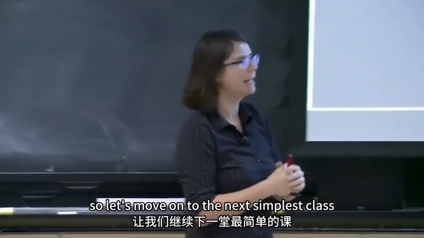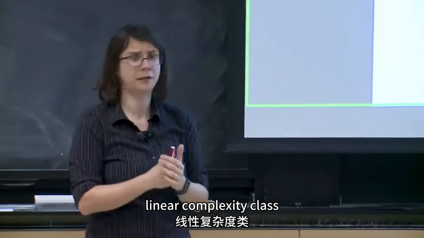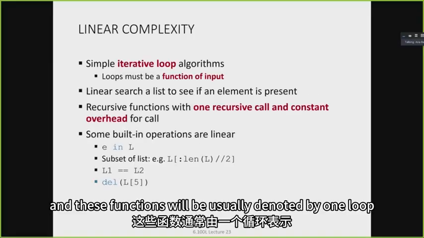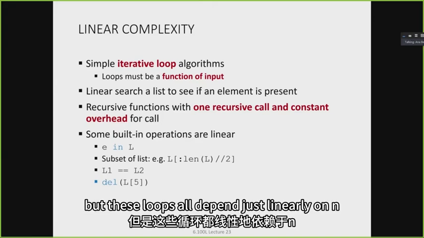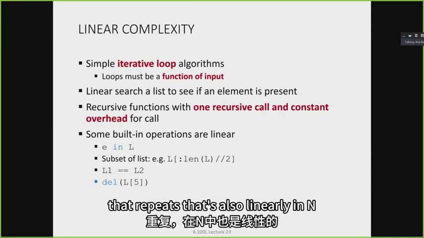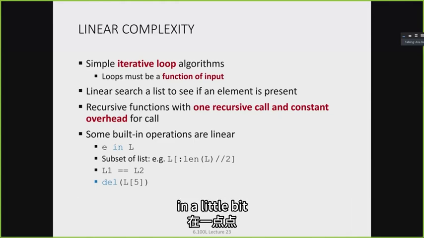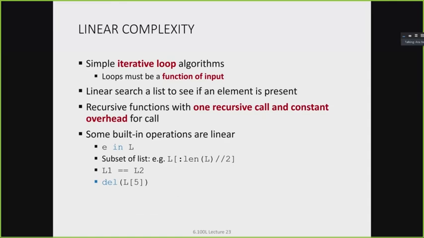So let's move on to the next simplest class of functions, the linear complexity class. These functions will usually be denoted by one loop, or maybe many loops in series. But these loops all depend just linearly on n. You could also have a recursive function that repeats linearly in n. We're going to see an example of a recursive function in a little bit, but first we'll start out with just some functions that loop linearly with n.